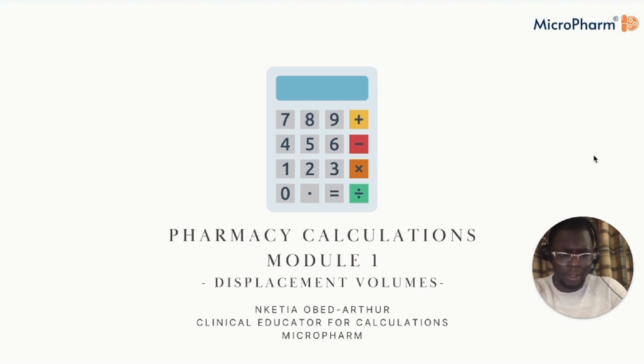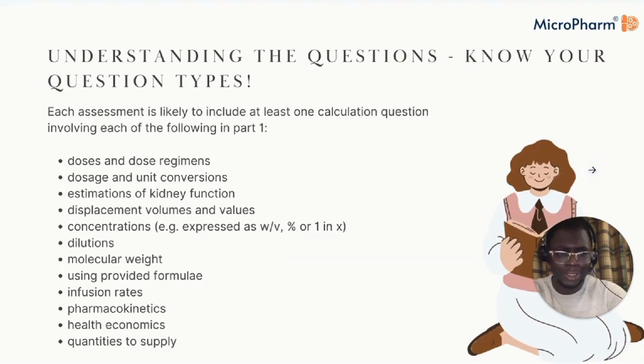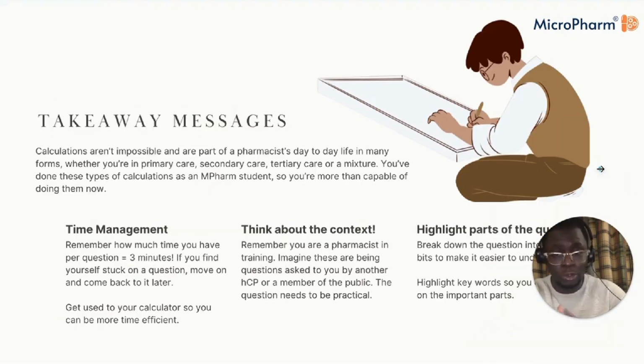Before we go any further, I want to remind all of you that your success with regards to the calculations components of the registration assessment is really down to you understanding the questions. Know your question types. Remember that each assessment is likely to include at least one calculation question involving each of the following in part 1. I want to also remind all of you that calculations are not impossible and they are part of a pharmacist's day-to-day life in many different forms, whether you're in primary care, secondary care, tertiary care, or even cross-sector. Remember your time management. You've got about 3 minutes per question in the GPhC registration assessment, so make use of that. Remember about the context of the question.